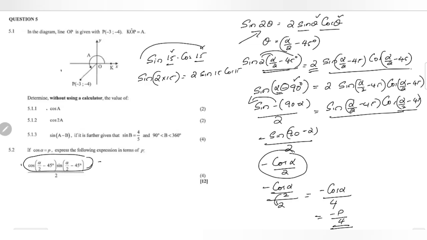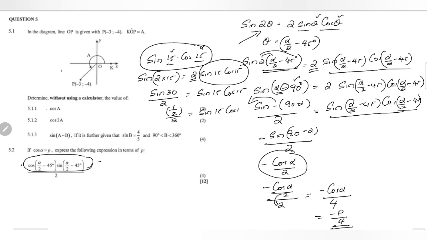Sine 15 cos 15. So send this to the other side. What is sine 2 times 15? Sine 30, divided by 2, is equal to sine 15 cos 15. Guys, this is just another question that came to my mind while I was doing this question. I'm just showing that. What is sine 30? 1 over 2, divided by 2, is equal to sine 15 cos 15. What is 1 over 2 divided by 2? That is 1 over 4, equal to sine 15 cos 15. So this is how we can do that question. Is it clear now? All right.